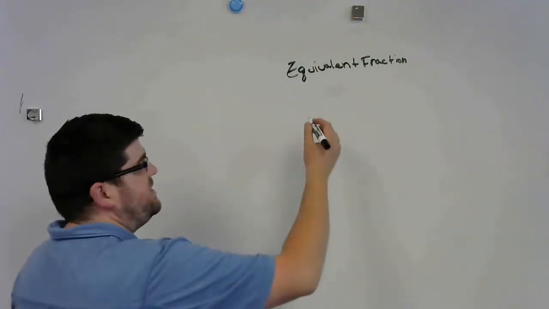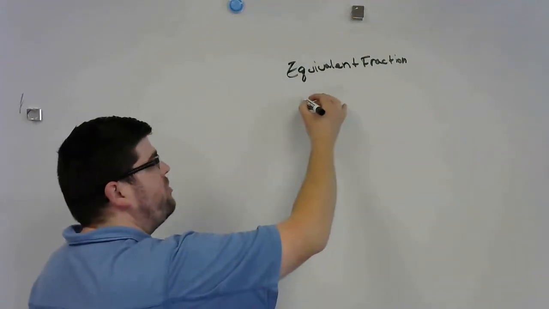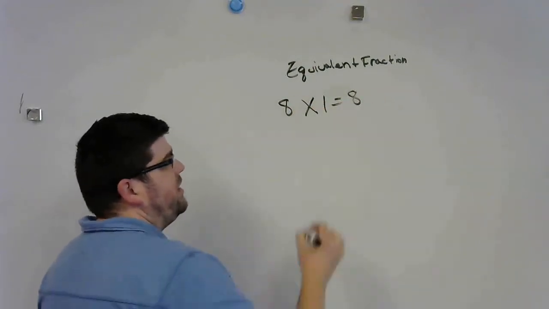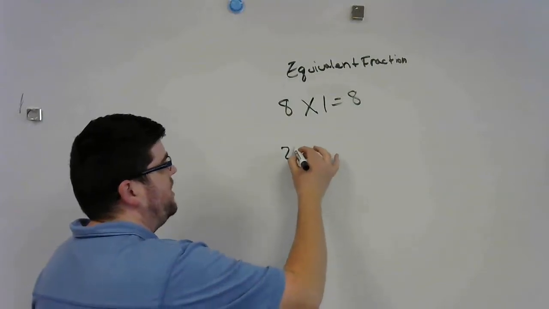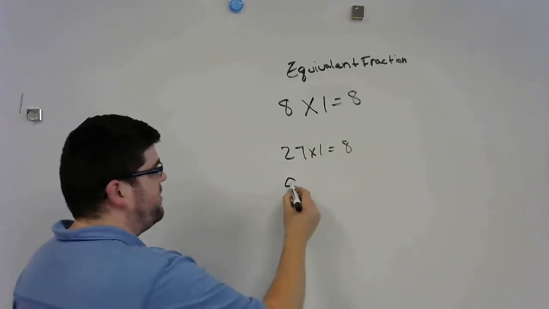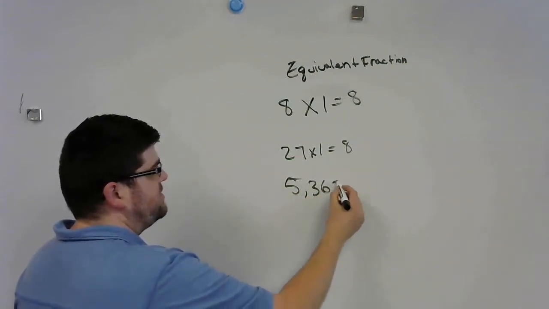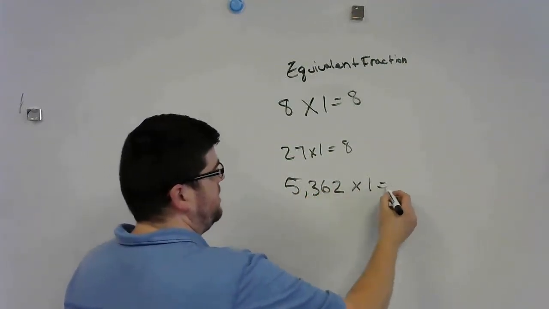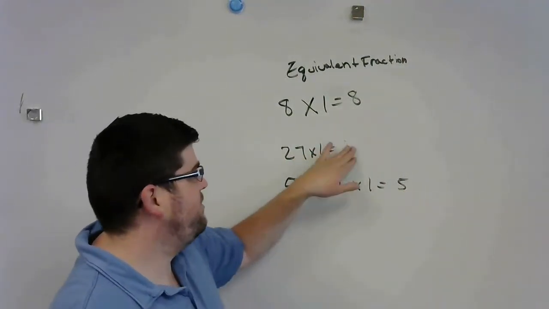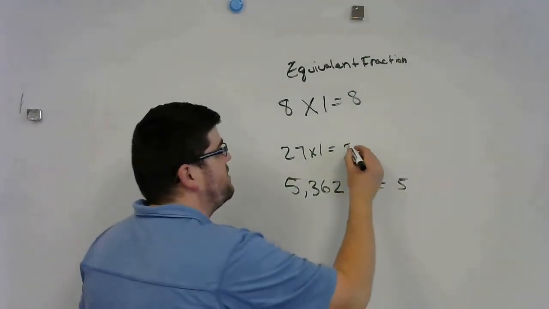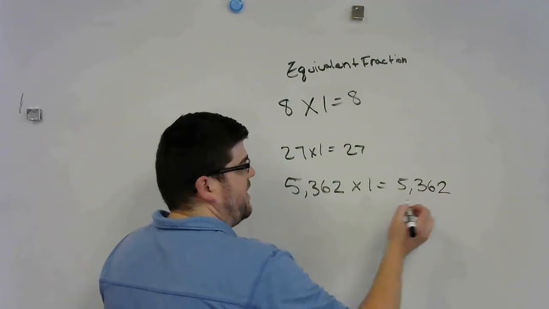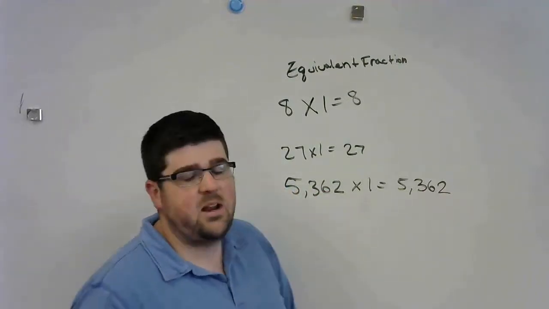Now, if you remember the identity property of multiplication, you remember that anything times 1 equals that number. So 8 times 1 equals 8. You'll remember that 27 times 1 equals 27. You'll remember that 5,362 times 1 equals 5,362. That's the identity property of multiplication.